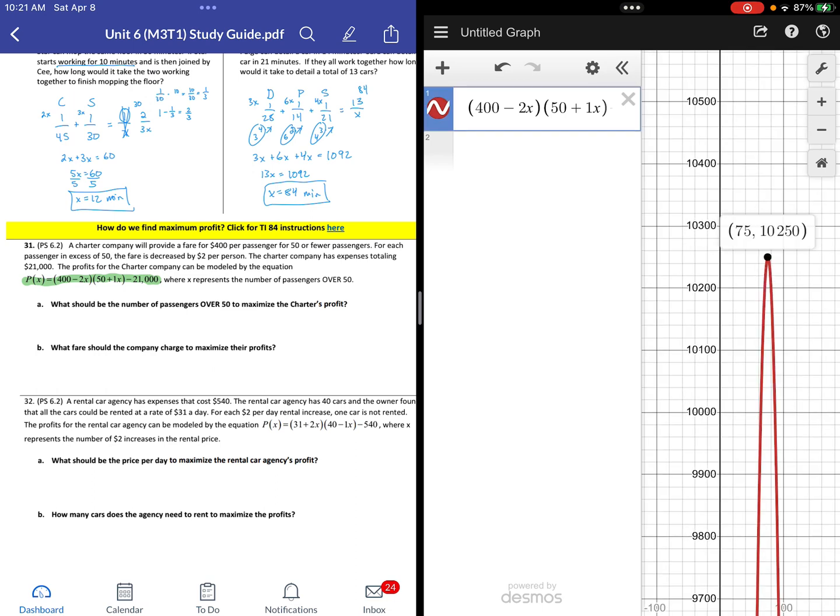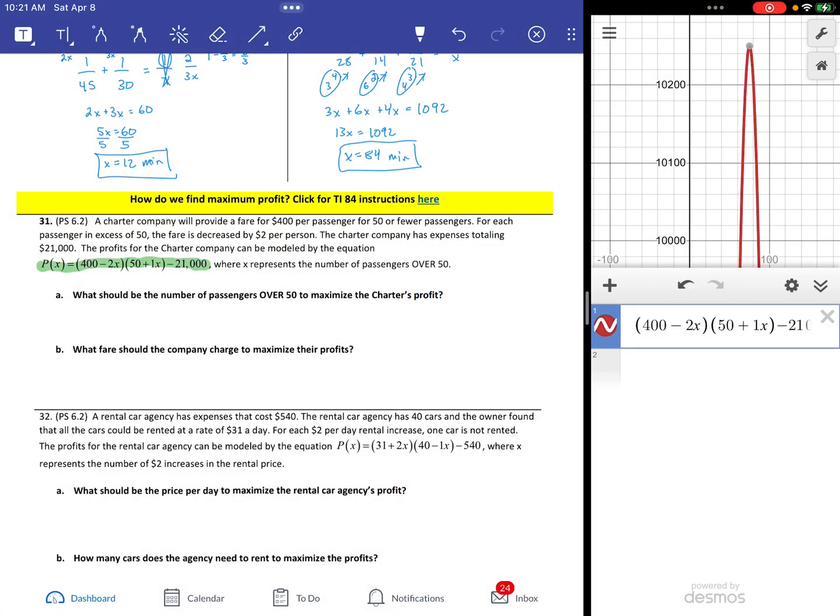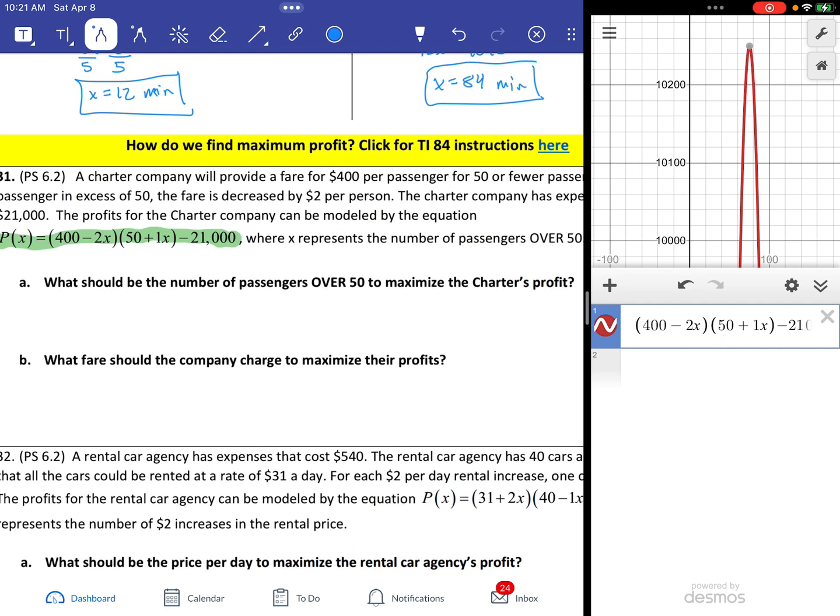So it says, what should be the number of passengers over 50 to maximize the charter's profit? Well, x would be 75. So x should be 75, so 75 passengers.